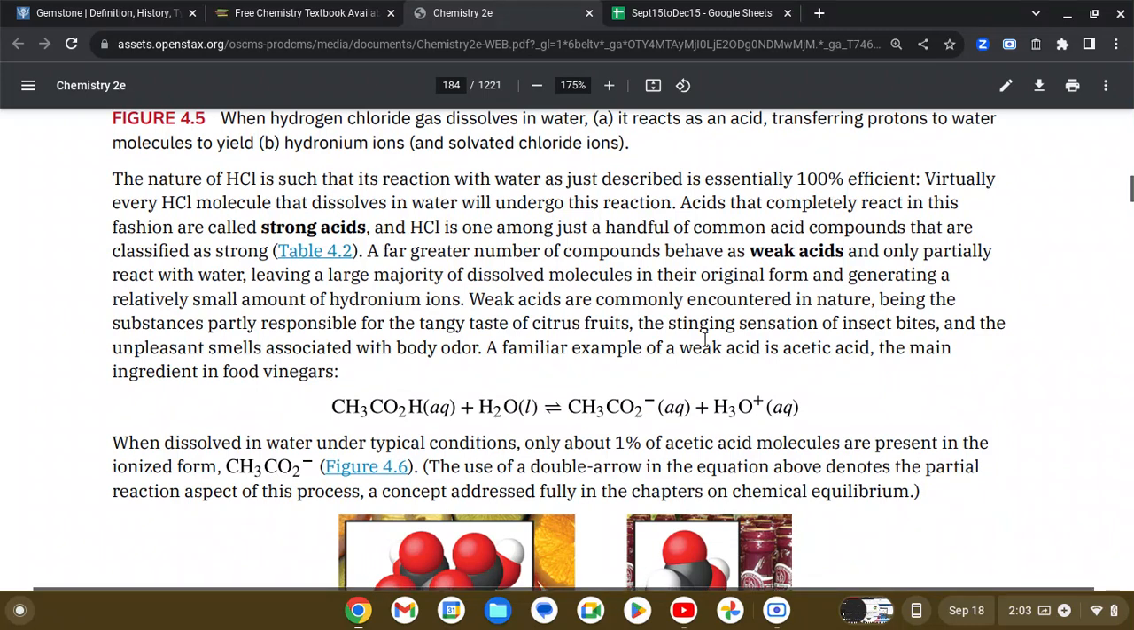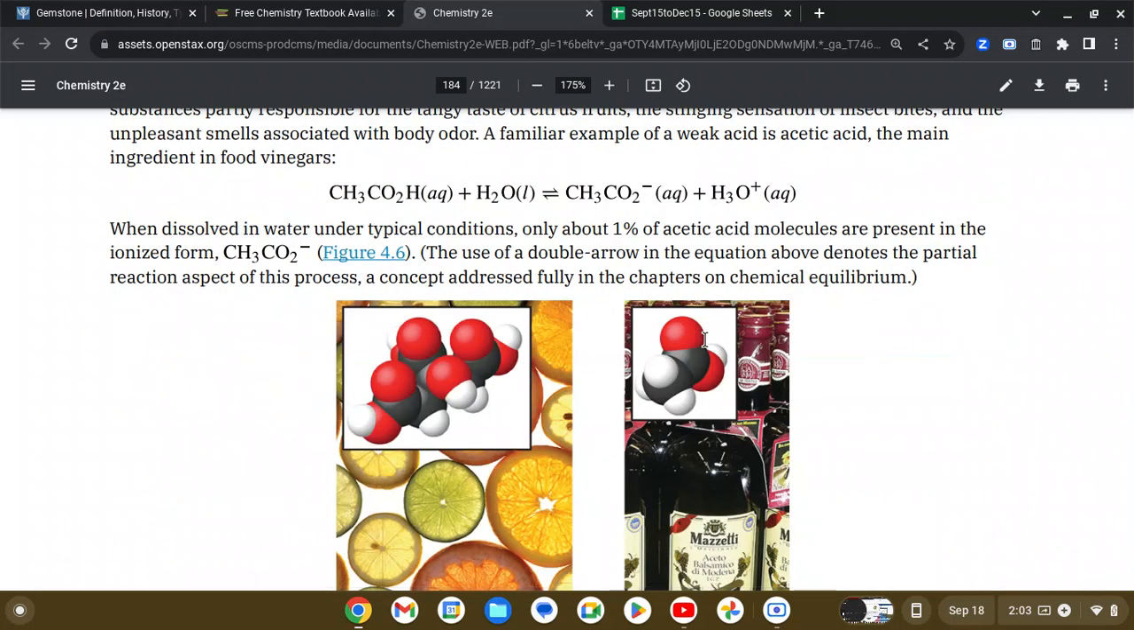Here's the equation. When dissolved in water under typical conditions, only about 1% of acetic acid molecules are present in the ionized form, CH3CO2-. The use of the double arrow in the equation above denotes the partial reaction aspect of this process, a concept addressed fully in the chapters on chemical equilibrium.